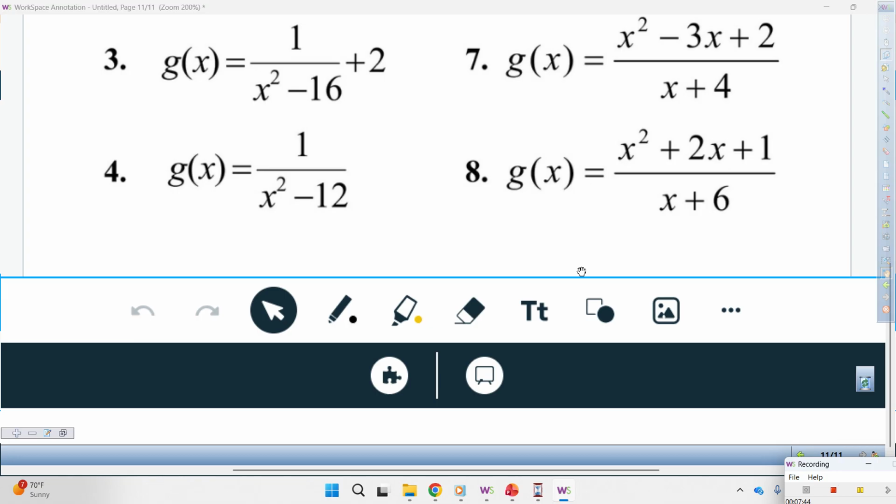Focus, people, focus. All right, let's see.